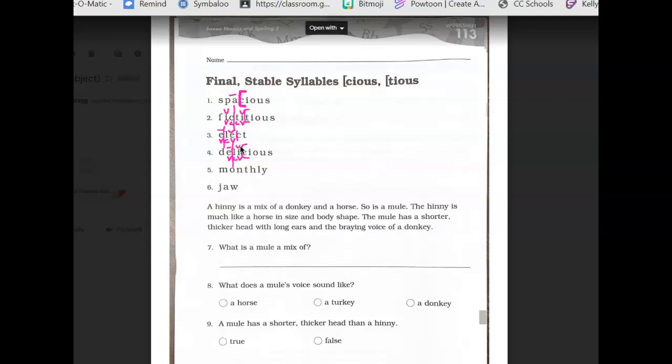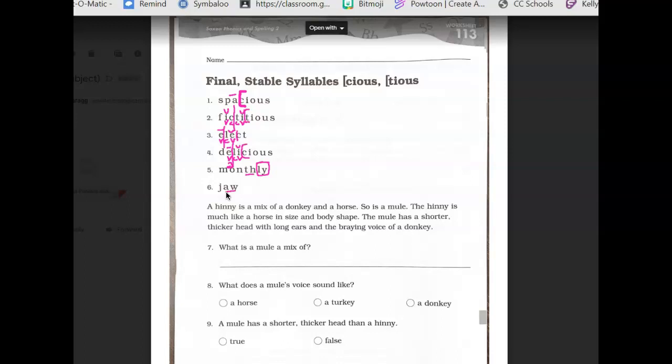Number 5, monthly. We have a suffix, so let's box it in. And we have a digraph, and that O sounds like a U, so we're going to do a schwa, upside down E, over the O, monthly. Last one, we have digraph A-W, so we'll underline it. All right, let's read our story.